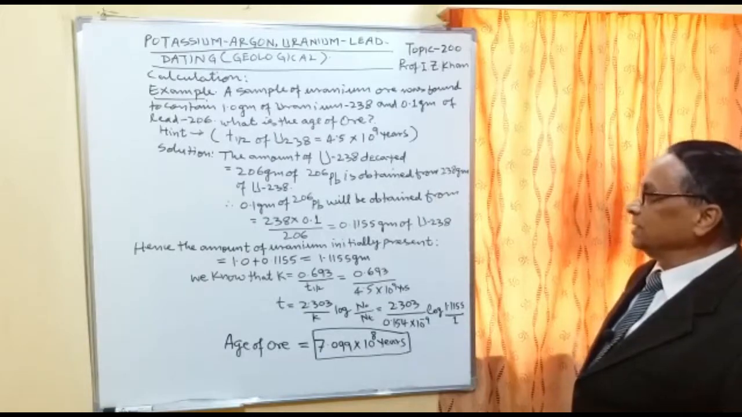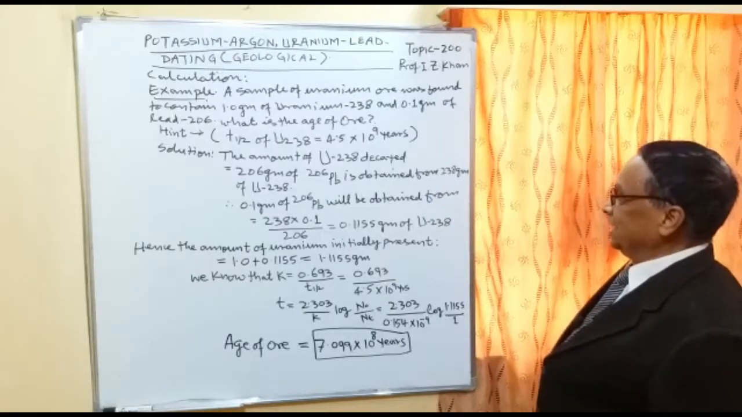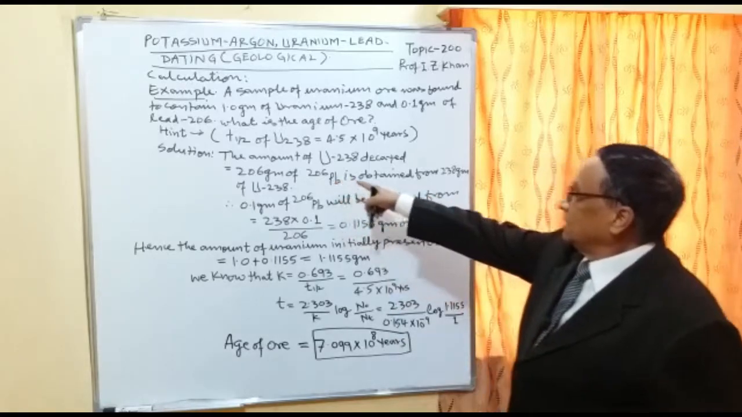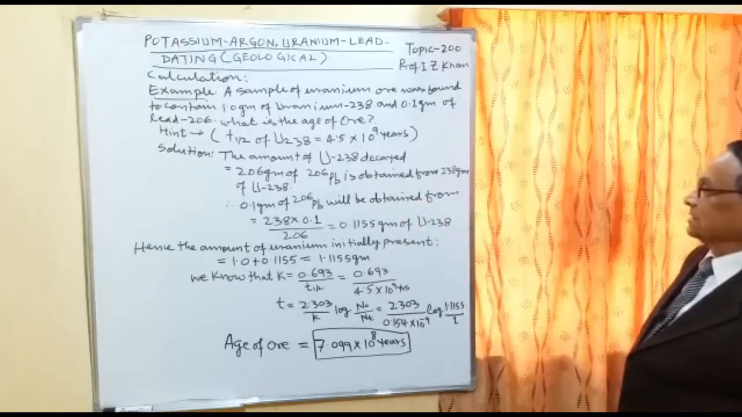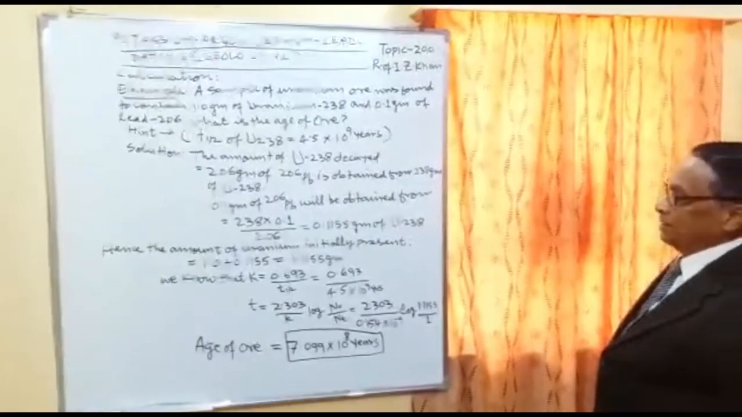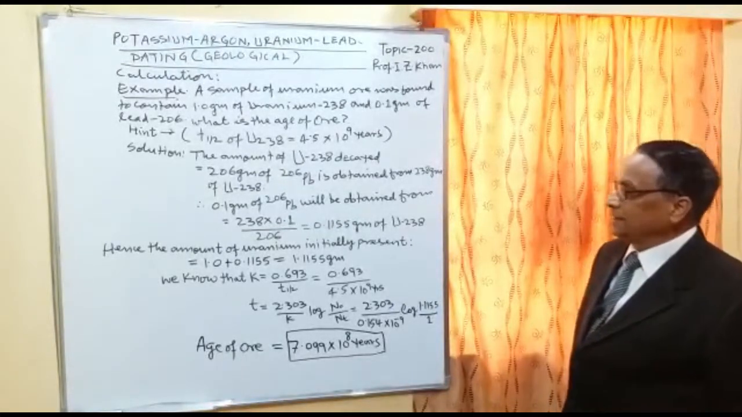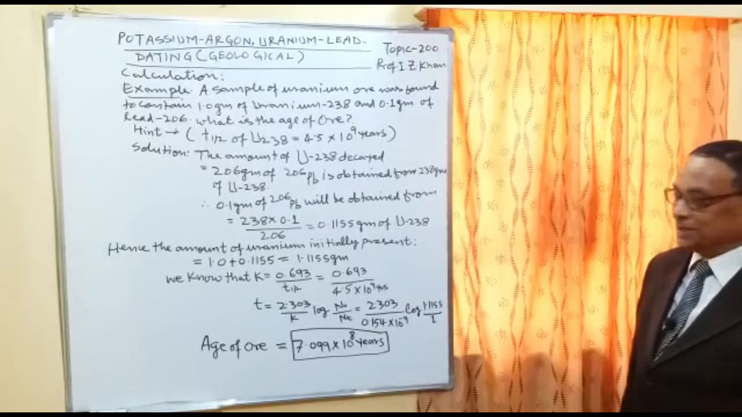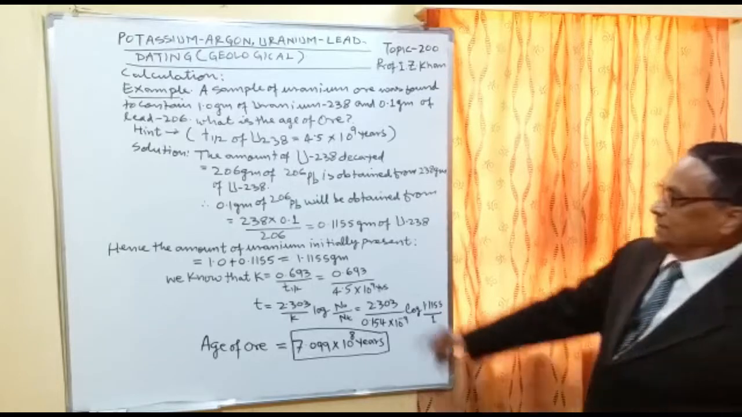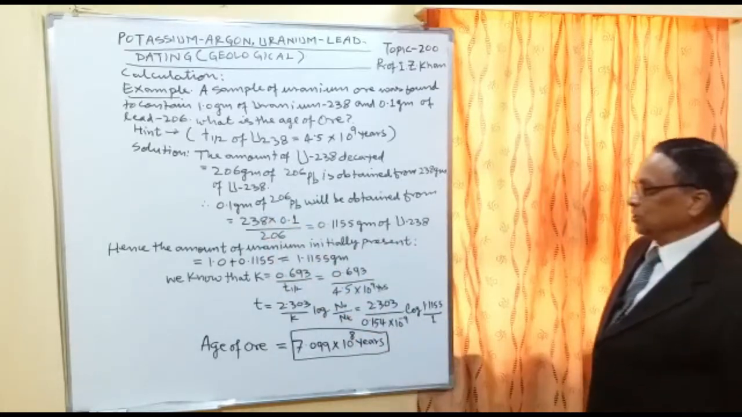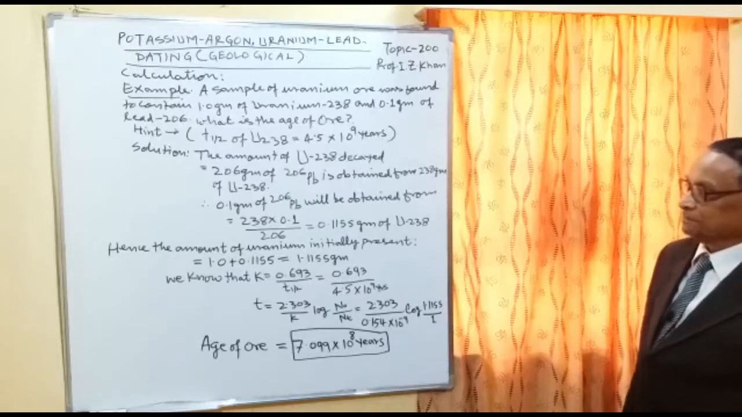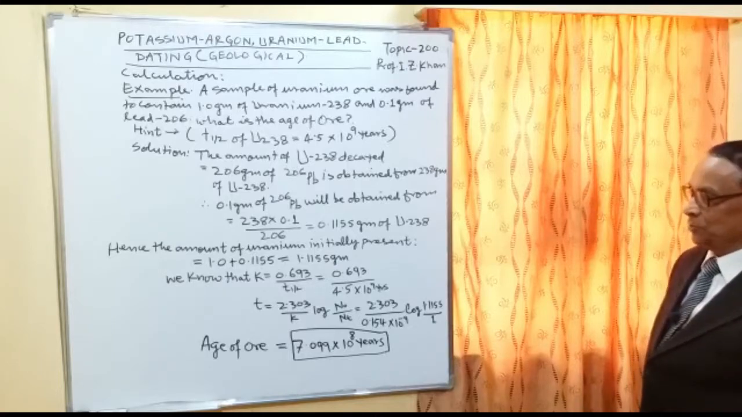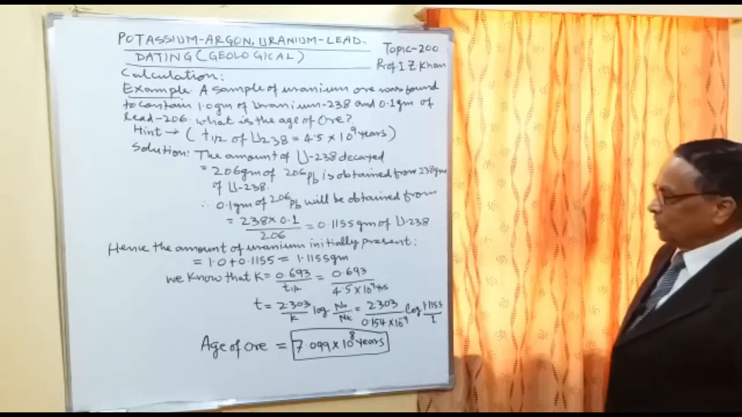So the solution is like this. 206 gram of Pb-206 is obtained from 238 gram of U-238. Then 0.1 gram of Pb-206 will be obtained from 238 multiplied by 0.1 divided by 206. These are all atomic masses. It will give you 0.115 gram of U-238. Hence, the amount of uranium initially present is equal to 1.0 plus 0.115, which is 1.115 gram.